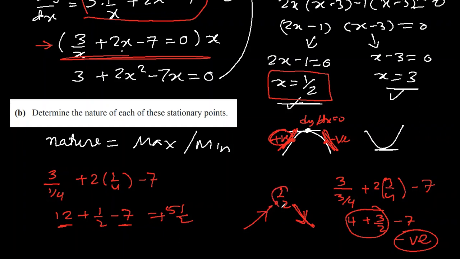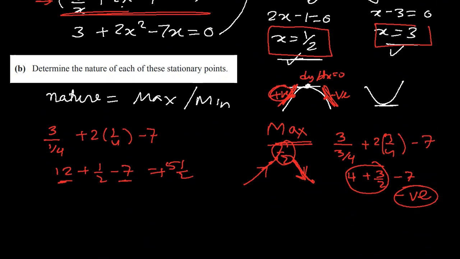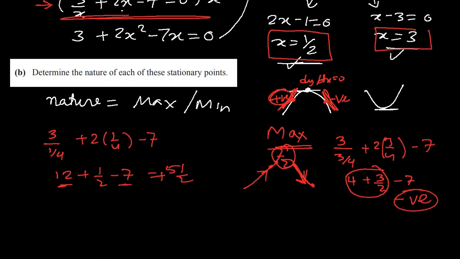That means before x equal to half, it was increasing. After that, it was decreasing. That means we have a maximum here. Let's repeat the same with 3. Rather, let's take a number very close to 3. 2.9. Let's take 2.9 and substitute in the equation we had earlier.